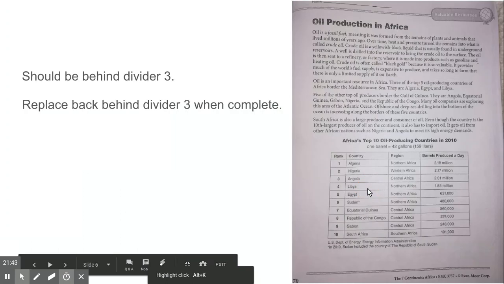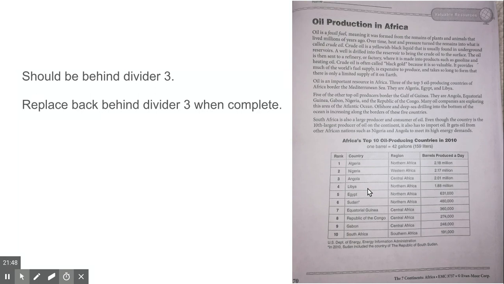So the second page behind that map that you just did and answering those 8 questions about Northern Africa, you see this page, and it looks really, really similar to what you got last class period, except last class period said oil production in Asia. This one says oil production in Africa. And it starts off the same way. Oil is a fossil fuel, meaning it formed a long, long time ago from the remains of plants and animals. Oil is the remains of animals.